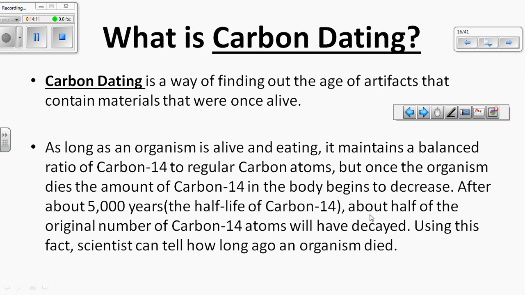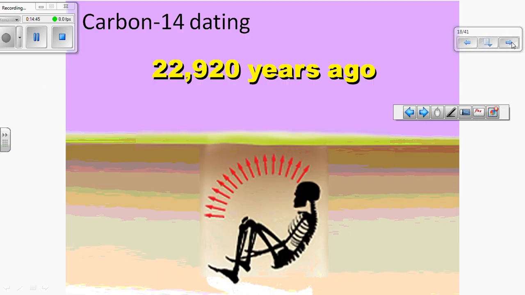Now, after about 5,000 years is the half-life of a carbon-14 isotope. And we'll talk about half-life in the next couple of slides. But it's when about half of that original carbon-14 has decayed. So using this fact, scientists can tell how long ago an organism died by comparing how much carbon-14 is left in this particular artifact or material. Okay, we'll come back to half-life.